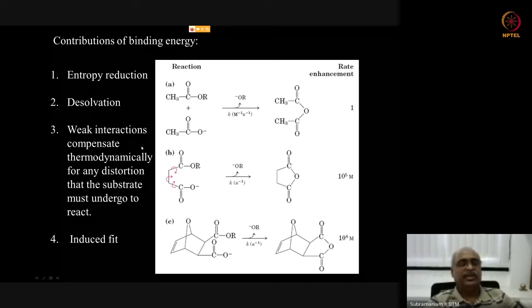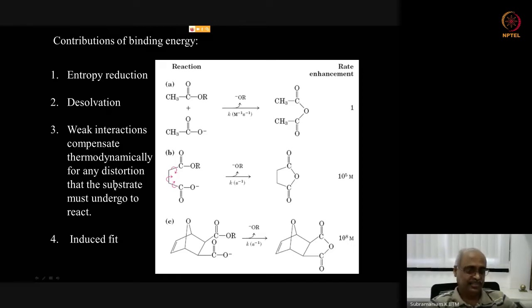Then these weak interactions thermodynamically compensate for the distortion. Normally in free solution, those distortions are not stable. They are not thermodynamically stable. They are like somebody walking on a rope a few hundred feet above the ground. They are going to fall down. But instead, these interactions make sure that that person has a belt and handrail around, and therefore he is not in danger of falling down. So these weak interactions make those distorted structures thermodynamically stable. And induced fit is something I have already explained in detail. So these are 4 means by which enzymes enhance the rate of reaction.